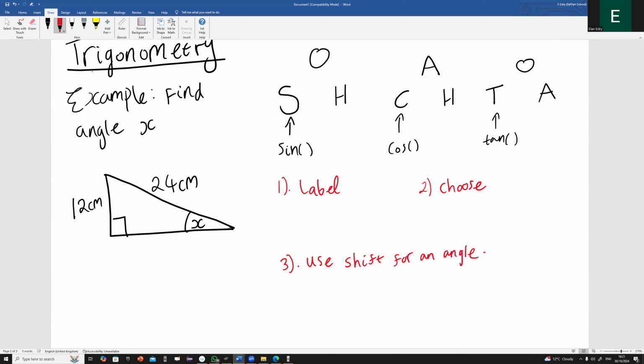So the first thing we're going to do, exactly what we did before, we're going to label this triangle. So can you tell me what the hypotenuse is for this triangle? 24, fantastic. So that's H. What is the opposite?